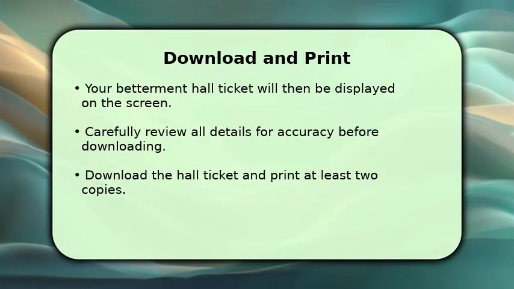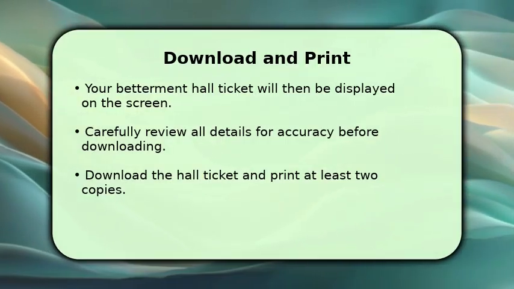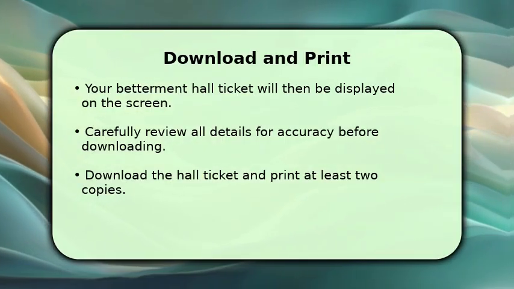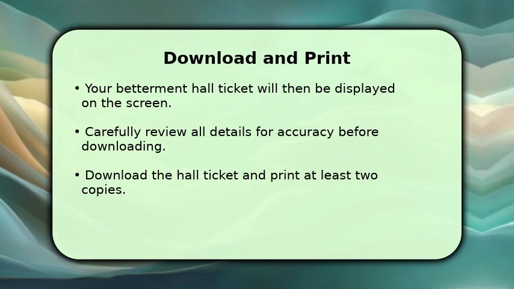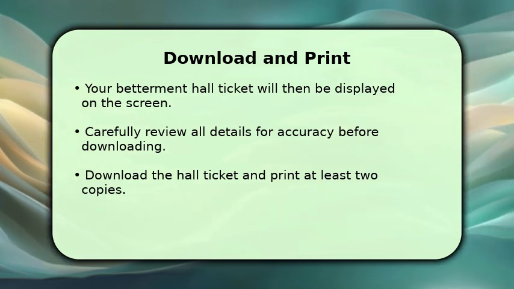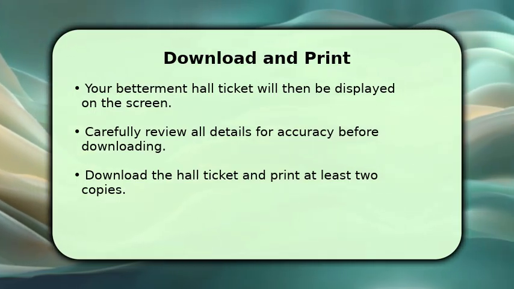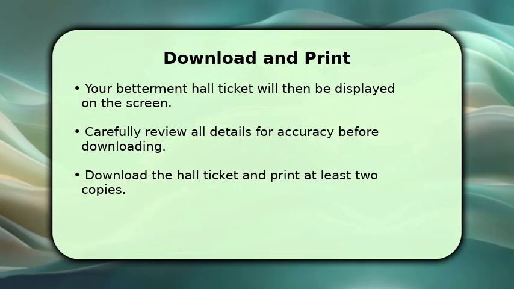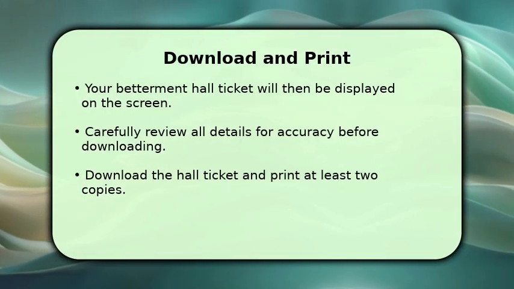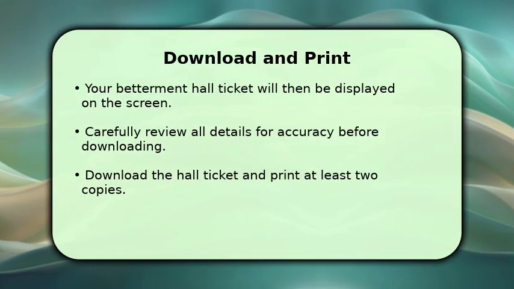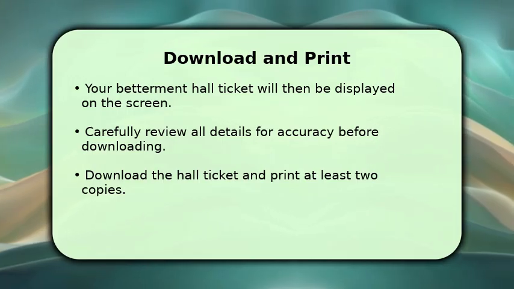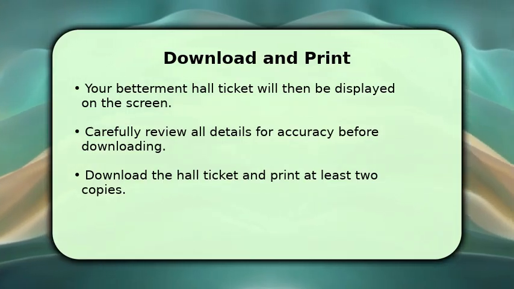After submitting your details, your Betterment Hall ticket should appear on your screen. Take a moment to carefully verify all the information, including your name, exam center, and timings, to ensure everything is correct. Once confirmed, proceed to download the hall ticket as a PDF file. It is highly recommended to print at least 2 copies for your records and for presentation at the examination center.